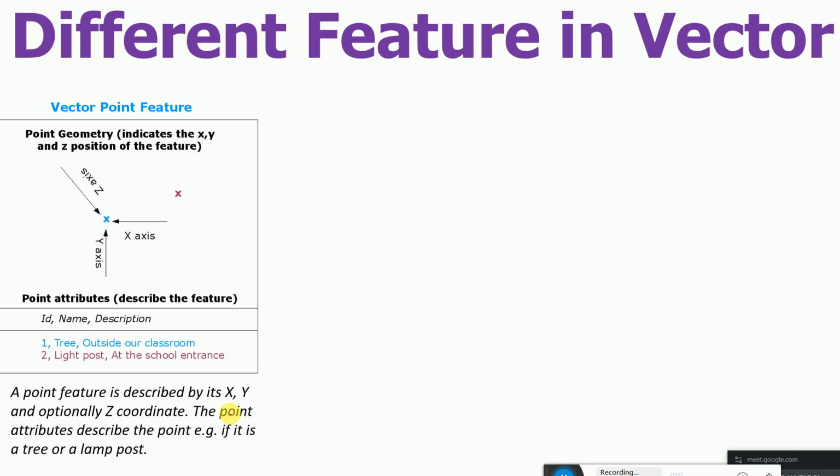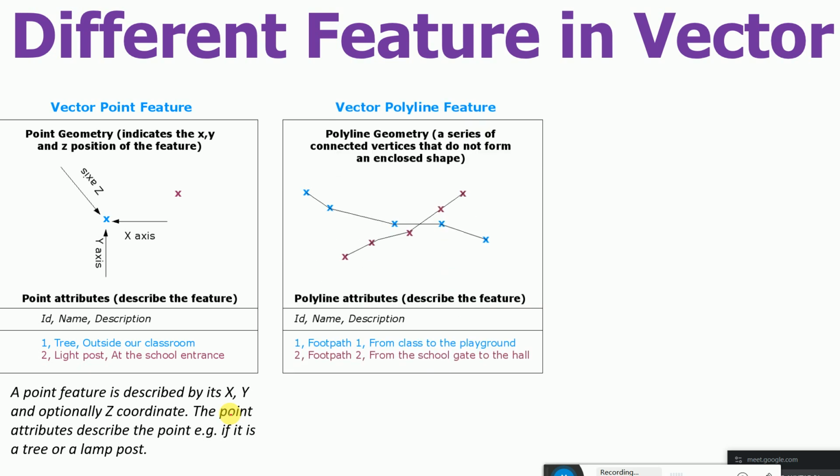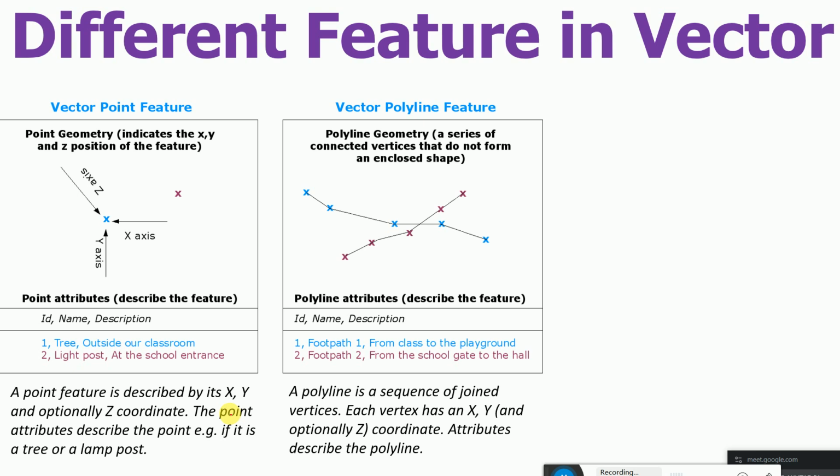Vector point feature. A point feature is described by its x, y, and optionally z coordinates. The point attribute describes the point, for example, if it is a tree or lamp post. Vector polyline feature. A polyline is a sequence of joined vertices. Each vertex has x, y, and optionally z coordinates. Attributes describe the polyline.